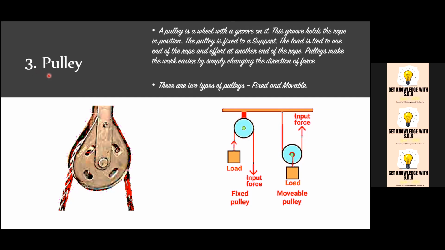3. Pulley. A pulley is a wheel with a groove on it. This groove holds the rope in position. The pulley is fixed to a support. The load is tied to one end of the rope and the effort at another end of the rope. Pulley makes the work easier by simply changing the direction of the force. There are two types of pulley. They are fixed pulley and movable pulley. You can see the pics of pulley.